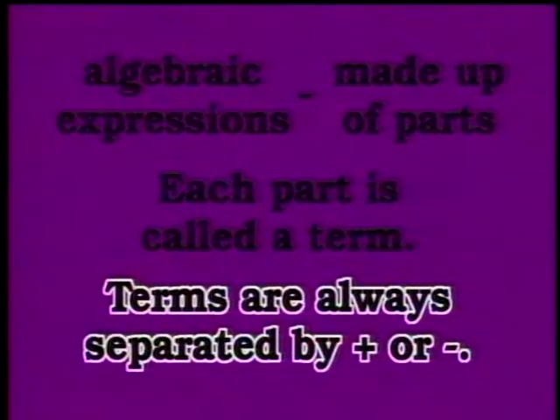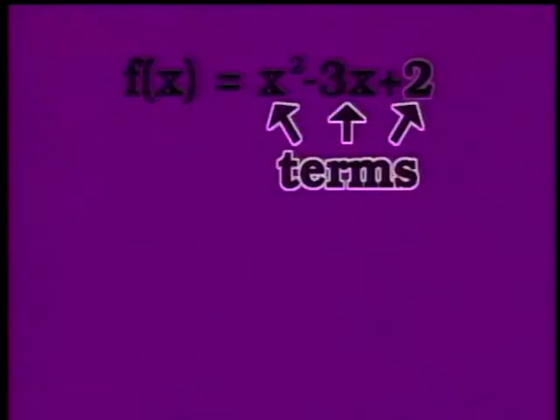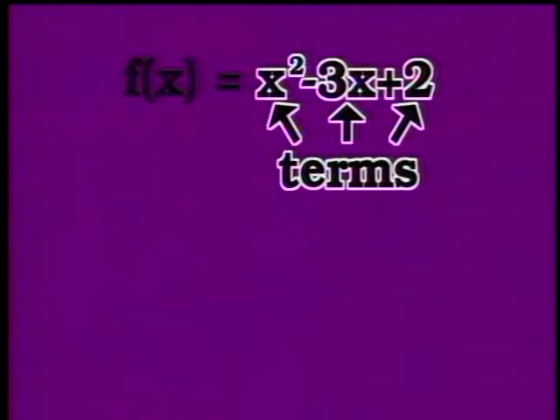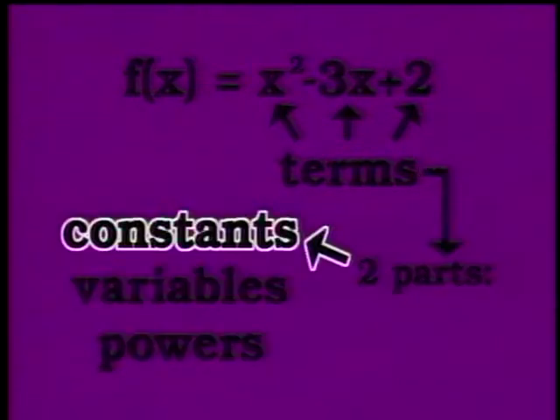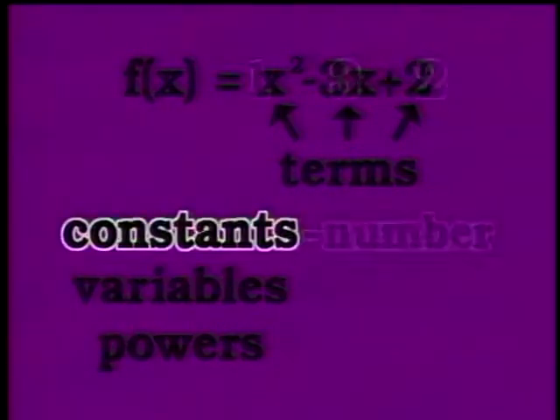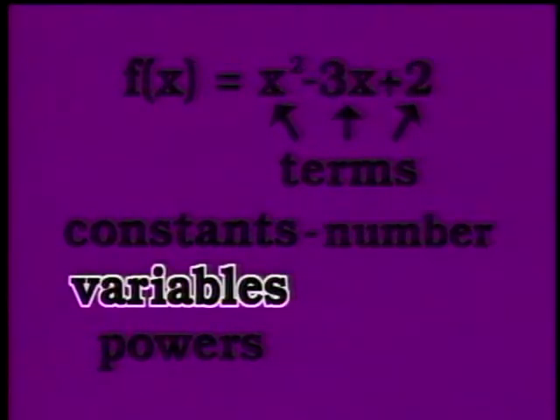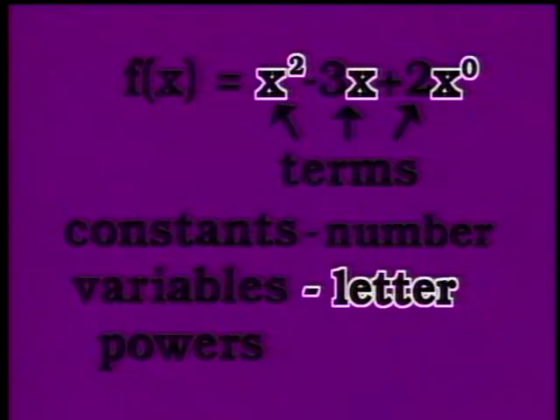Terms are always separated by plus or minus signs. For example, in the function f of x equals x squared minus 3x plus 2, x squared, negative 3x, and 2 are the three terms that make up this equation. Each term has two parts, a constant and a variable. Here's a hint. The constant is the number, which always has a constant value. The variable is the letter, which has a value that varies.